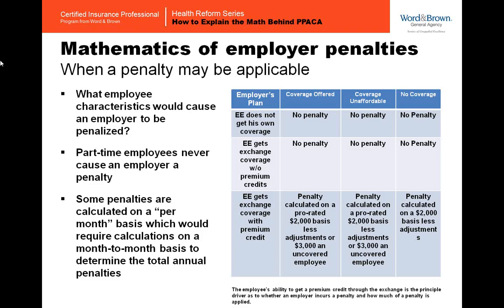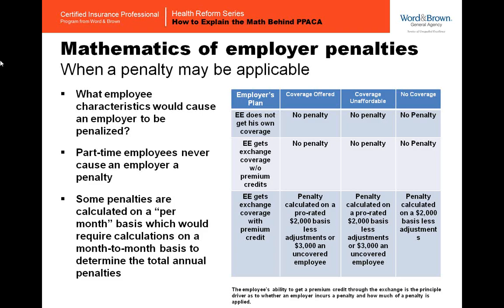What if he offers coverage but it's unaffordable? In other words, he's asking the employee to pay more than a fair share. And we'll define what a fair share is in a little bit. Likewise, the penalty could be $2,000 or $3,000 on a prorated basis. But now let's go to the employer who does not offer any coverage at all. That one's simple. If he offers no coverage and the employee goes to the exchange and gets a premium tax credit, he will be penalized on a $2,000 basis for every person for every month that he's involved with. This is really the standard penalty we talk about when we're talking about pay or play, where the guy just refuses to offer any fringe benefit to his employees.